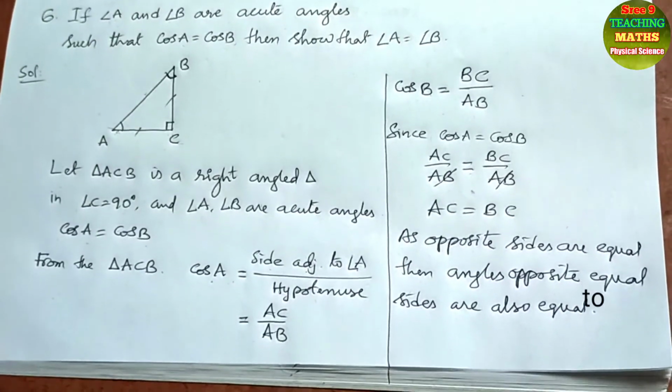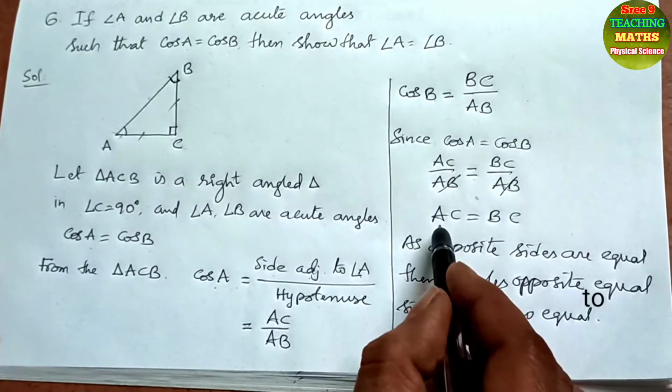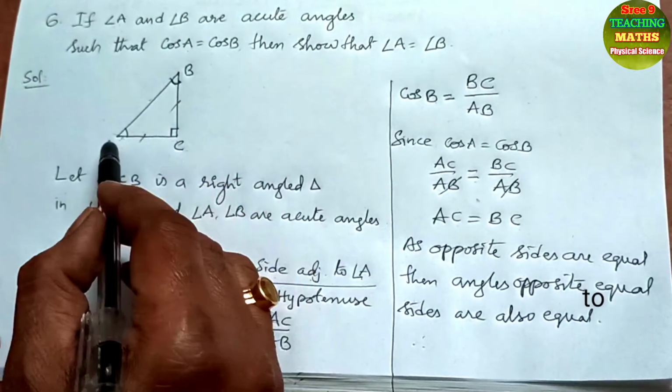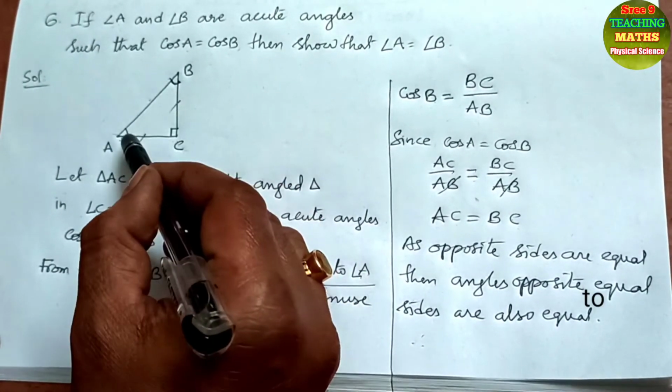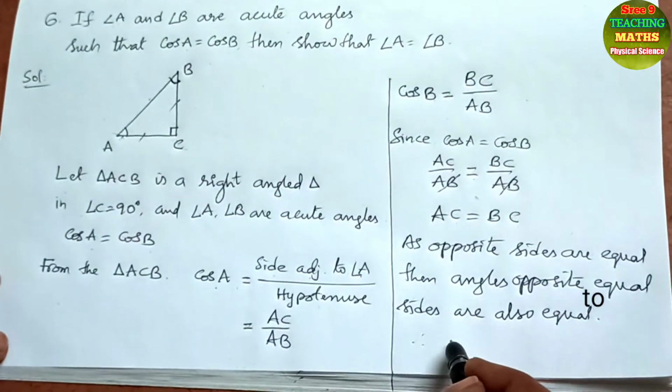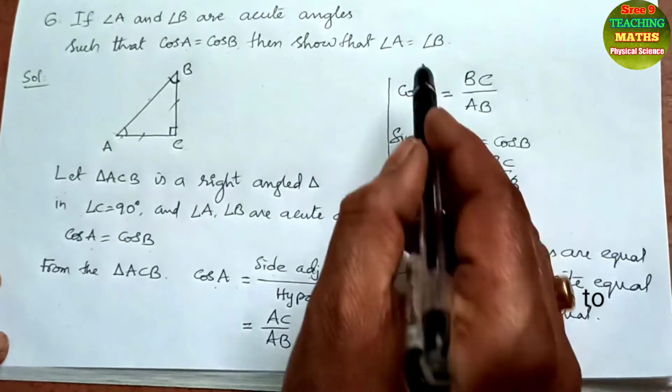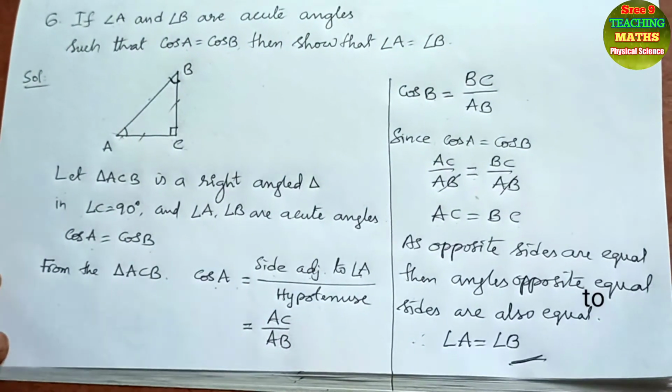So, therefore, we say AC is equal to BC means, what is the angle opposite to AC? That is B. And what is the angle opposite to BC? That is A. So simply angle A is equal to angle B. Is it proved? Yes, this is a proof.